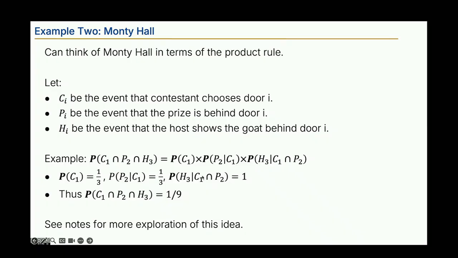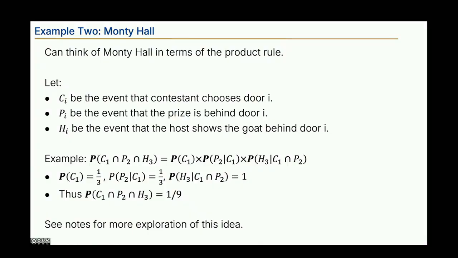Right, so if I picked door 1 and the prize is actually behind door 2, the host can only pick door 3. The rule of Monty Hall is they never show what's behind my door, and they never show the actual car. Does that make sense? They'll never show the car. So they definitely will show the goat behind door 3. Does that make sense?